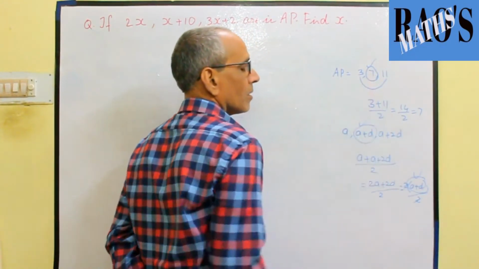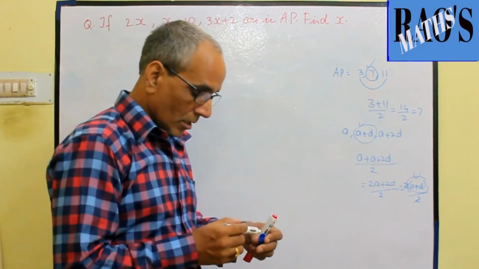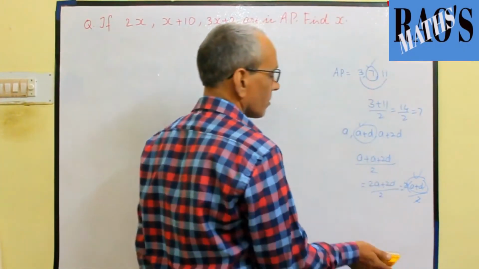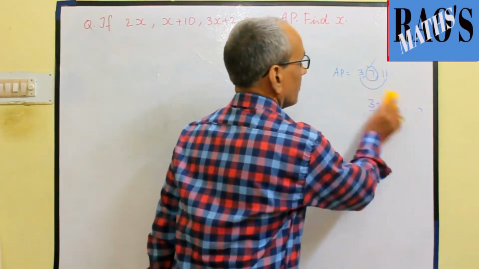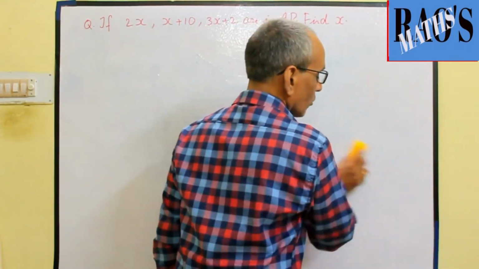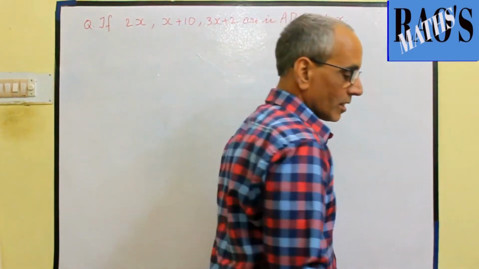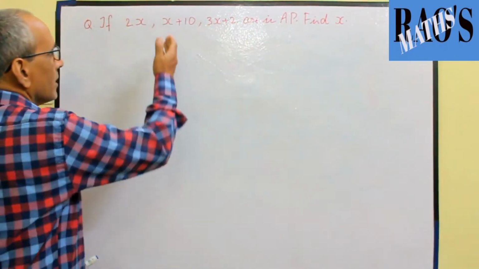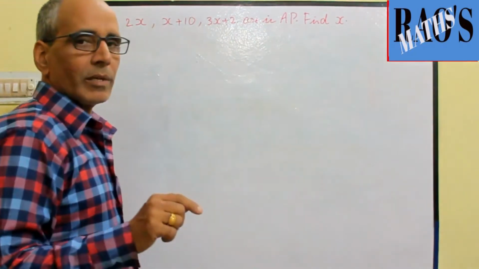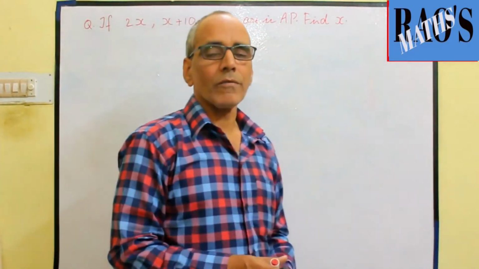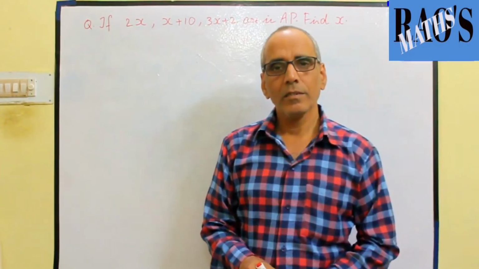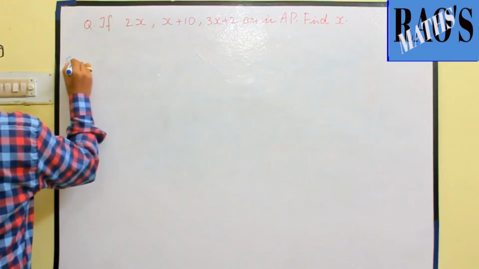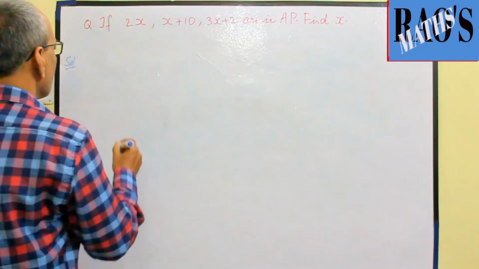So we can use this concept, or the common difference between any 2 successive terms is the same, that is D. So I solve this question in 2 ways, by using the mean concept or using the D concept. First, I solve this question by using the common difference of any 2 terms of AP is the same, that is D. Let me solve the first way, the simple method.